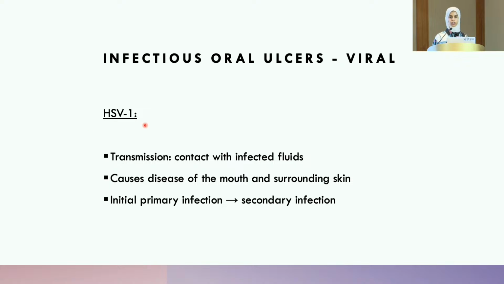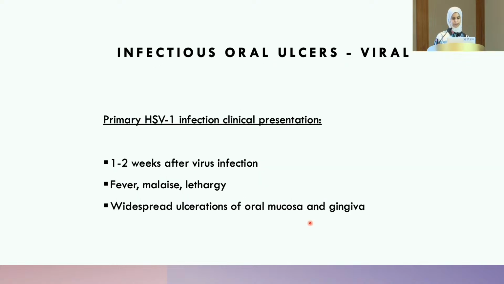Specifically, I'll talk about HSV1 because, again, these are the cases you will more likely see in your clinic. So the transmission, as we all know, is contact with infected fluids, usually saliva or lesions, and then this gives us disease of the mouth and the surrounding skin. So HSV2 is transmitted genital-to-genital contact. You'll likely see genital lesions, but HSV2 can cause oral infections, and HSV1 can cause genital infections. In both cases, they will cause an initial primary infection, and then later on a secondary infection that tends to be less severe in some, but not all patients.